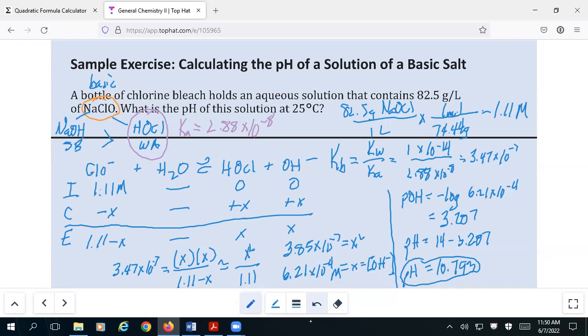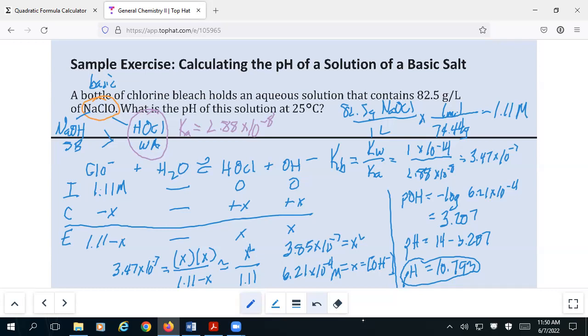So just to recap, you have to break it down into pieces. You look at the salt. You break the salt down into its acid and its base. From there, you look at it and say, oh, this one's a stronger acid than a base, it's going to be acidic. Or in this case, it's a stronger base than an acid, so this is going to be basic.